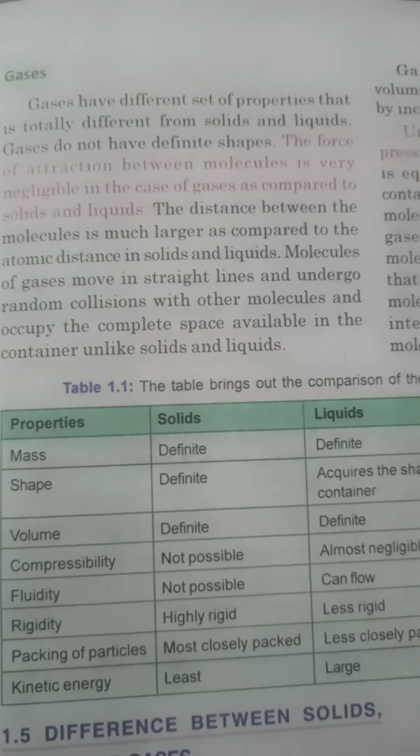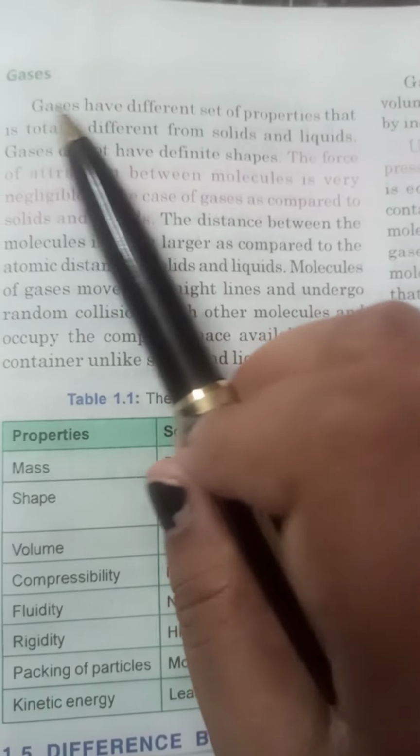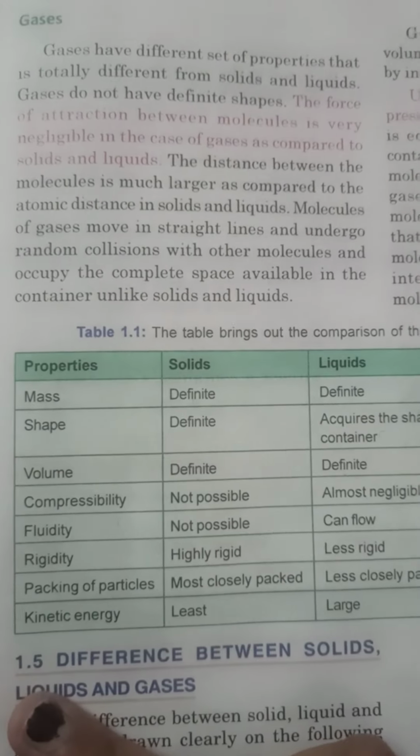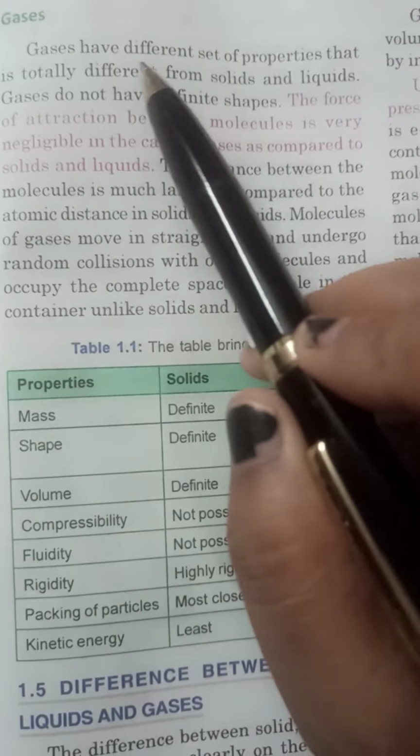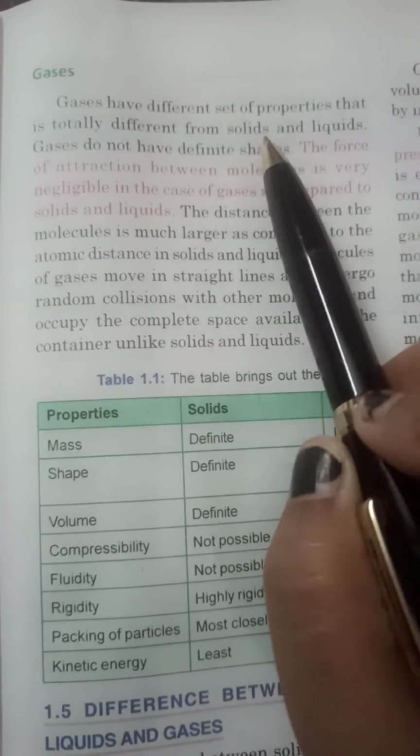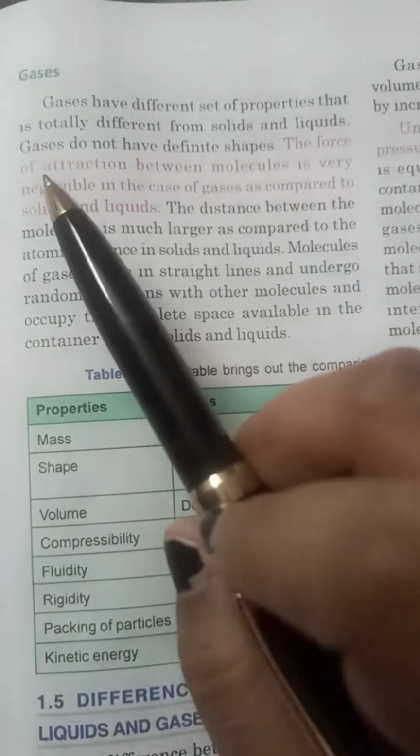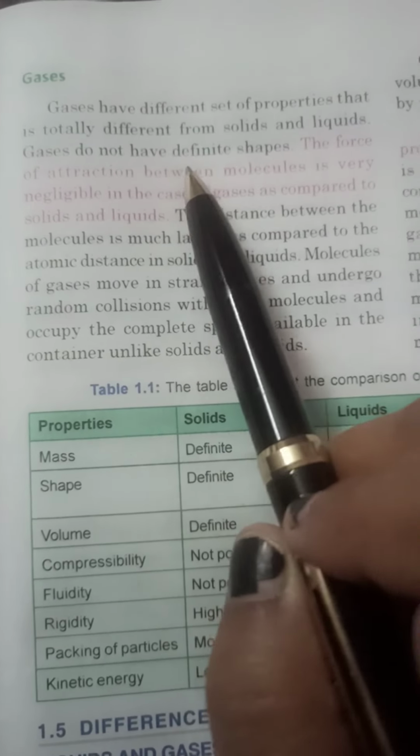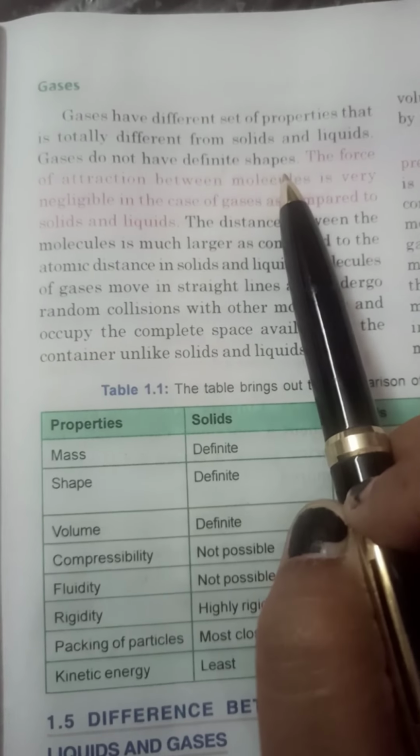Now we will move on to gases. Let us read about the properties of gases. Gases have a different set of properties that is totally different from solids and liquids. Let us read about it. Gases do not have a definite shape.